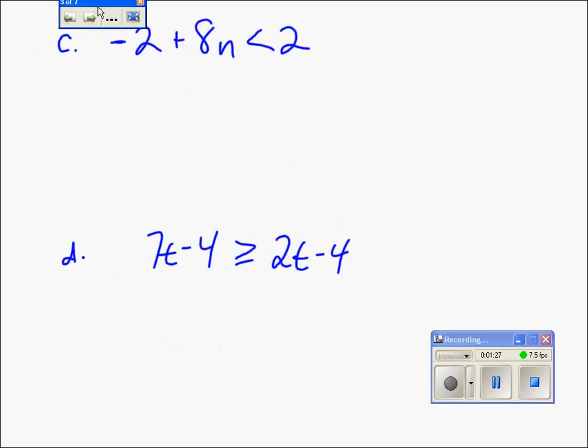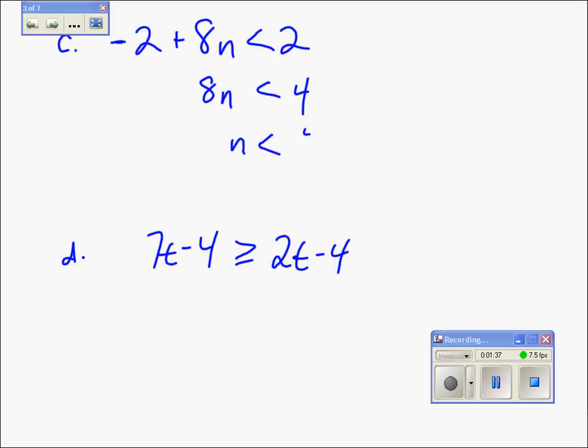Okay, the next one is negative 2 plus 8n less than 2. If we add 2 to both sides, we get 8n is less than 4, and divide by 8 on both sides, n is less than 4/8, also known as n is less than 1/2. Notice the sign again did not change.